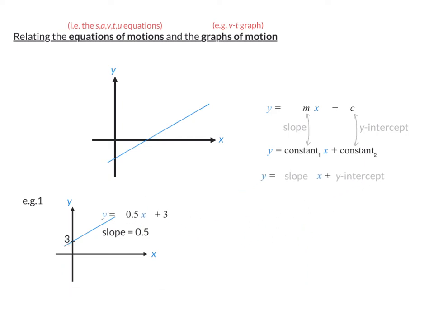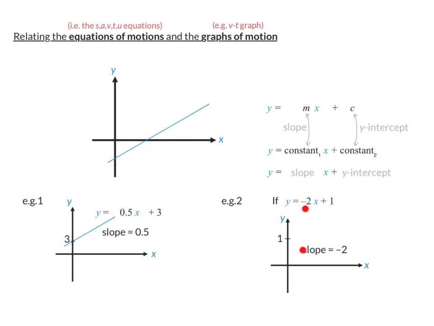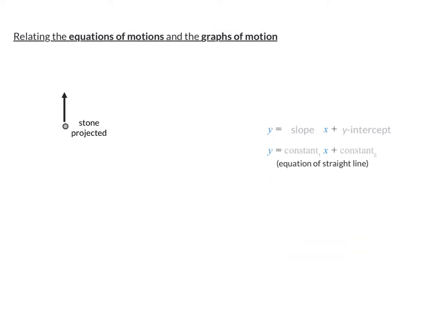On the other hand, if y and x are related by, say, y equals negative 2x plus 1, this means that the graph of y plotted against x has a y-intercept of positive 1 and a slope of negative 2. With this y-intercept and slope, we can easily sketch the graph of y plotted against x, which looks like this. Let's apply this to a simple vertical projectile motion and we'll take upward as positive.